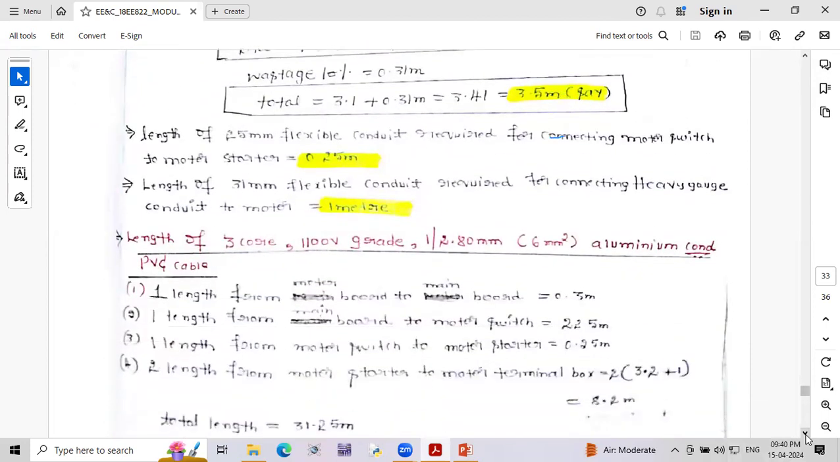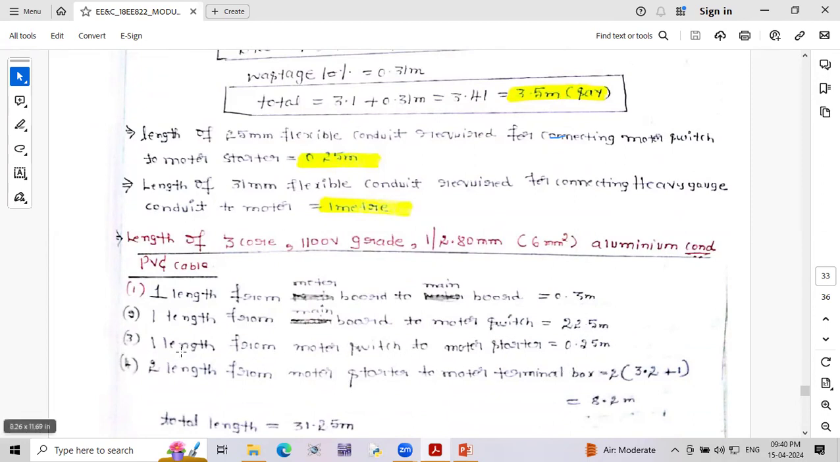Okay, next one, how to find out the core conductor. Total we can multiply, otherwise you can take like this only. One length from meter board to main board 0.3 meter as it is. One length from main board to motor switch 22.5. One length from motor switch to motor starter 0.25.